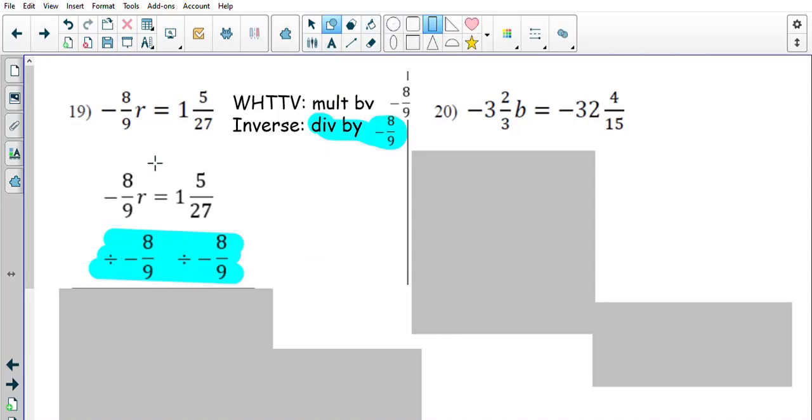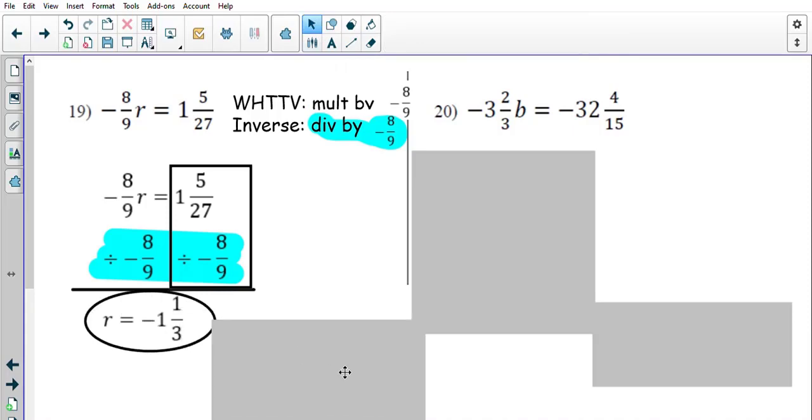Let me go ahead and box this in. 1 and 5/27 divided by negative 8/9. So I'm going to plug that into my calculator as well. And we should get negative 1 1/3 for r. If you're not getting that, if your calculator's getting you negative 4/3, check in with me. I can show you, most calculators will convert that to a mixed number for you. I can show you how to get the mixed number. So again, these are questions you'll want to ask in person. If you know that you're going to forget to ask, just make a note to yourself, like ask Mrs. Garcia about fractions in the calculator.